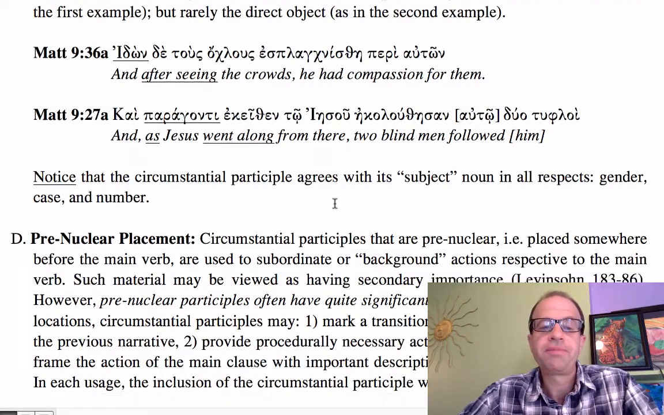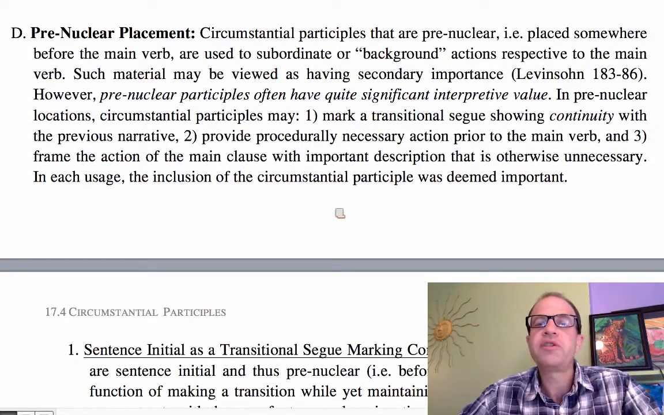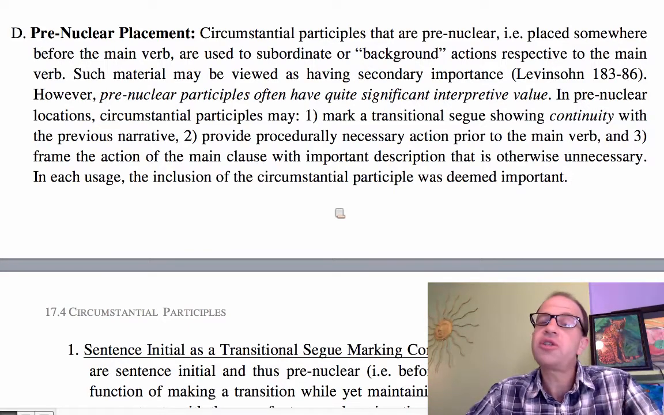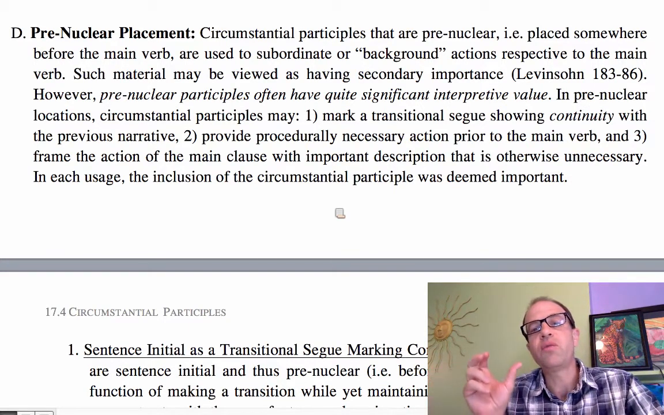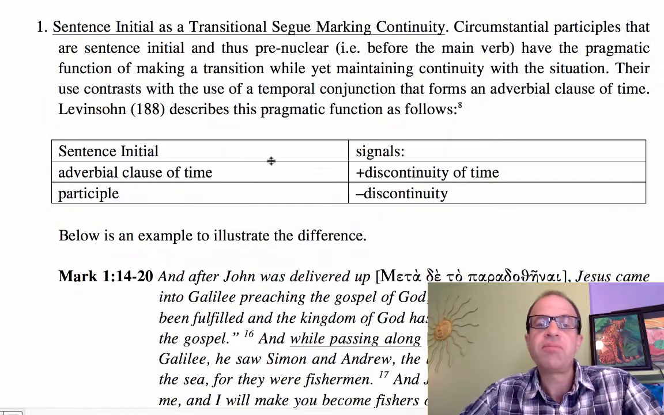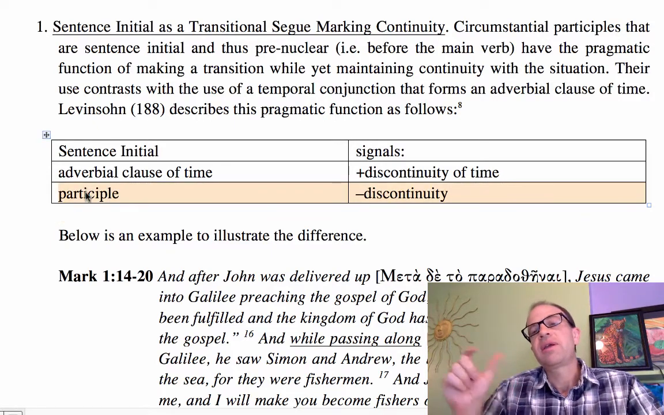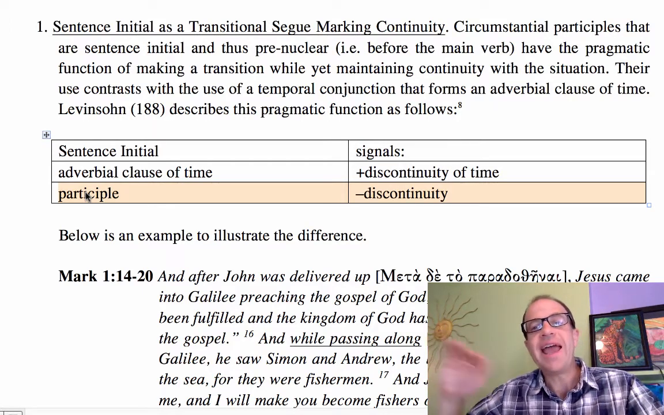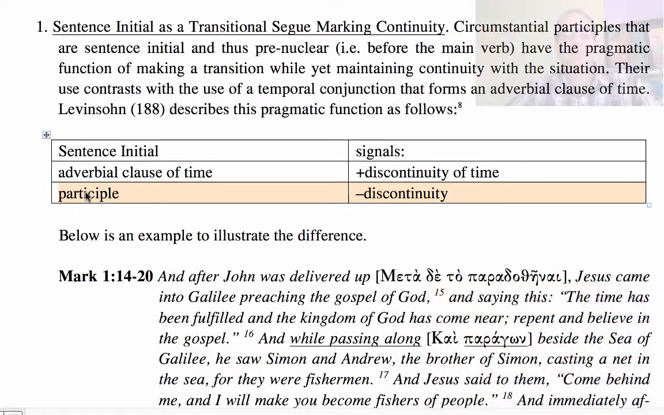The biggest point here is to notice that the circumstantial participle agrees with its subject in all respects, gender, case, and number. Already I've been talking about the importance of pre-nuclear placement, as opposed to post-nuclear. So let's talk about some of the significances of when a participle is placed in a pre-nuclear position. First, it marks a transitional segue. It's not marked for discontinuity. So participles used at the beginning of a clause are often helping to connect or stay connected with preceding context.